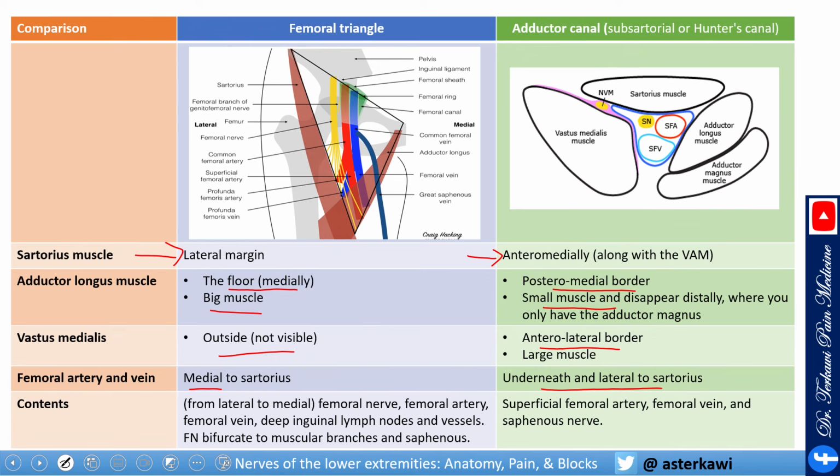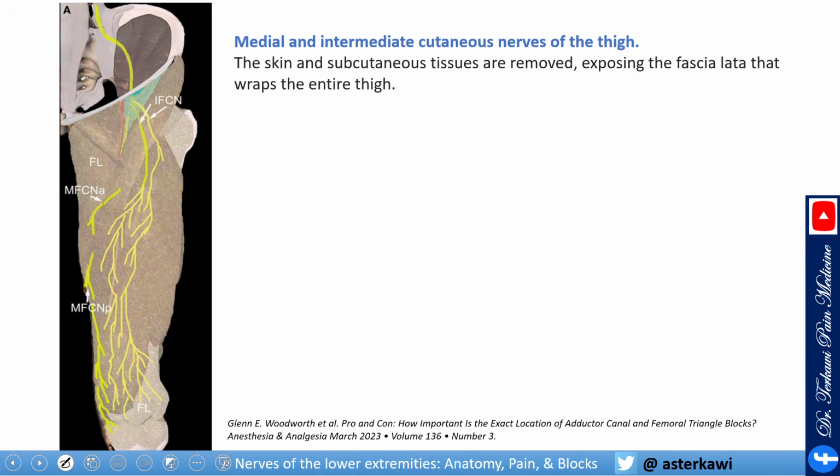And of course, the contents are different. So in the adductor canal, you have the femoral artery, vein, and the saphenous nerve only. And in the femoral triangle, you see the nerve and its branches, the artery, the vein, some lymph nodes, and the femoral nerve, of course, bifurcates here.